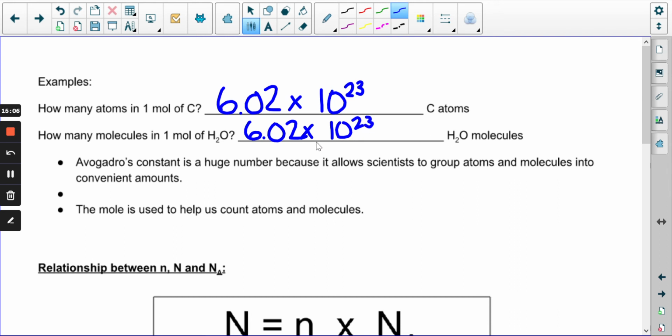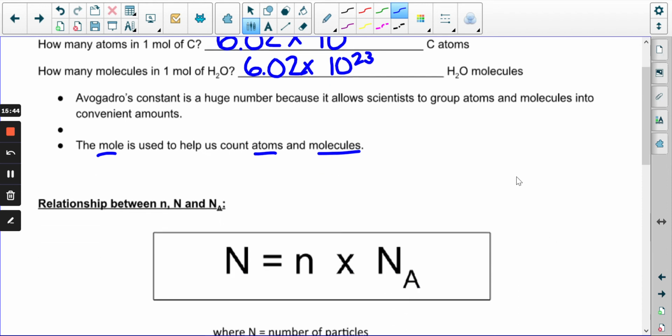Now, Avogadro's constant is a huge number because it allows scientists to group atoms and molecules into convenient amounts. Again, a mole is way more convenient, especially when we're trying to count atoms and molecules. Those things are extremely tiny. We cannot see them with the naked eye. So the mole is way more convenient for us as chemists than writing out this big, long number of molecules or atoms every single time. Next, we're going to look at the relationship between these different things.